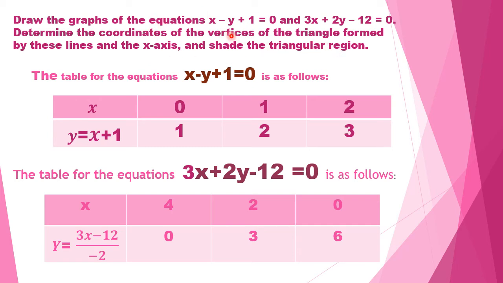Now let us take the first equation over here and make a table. It is always convenient to move y to the RHS rather than moving x and 1 to RHS. So when you move y to the RHS, x plus 1 will remain in LHS. x plus 1 is equal to y. Now substitute this value in this column.